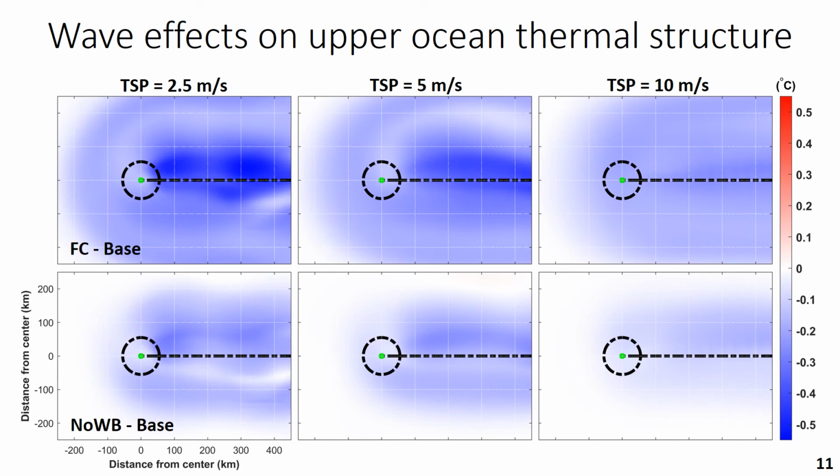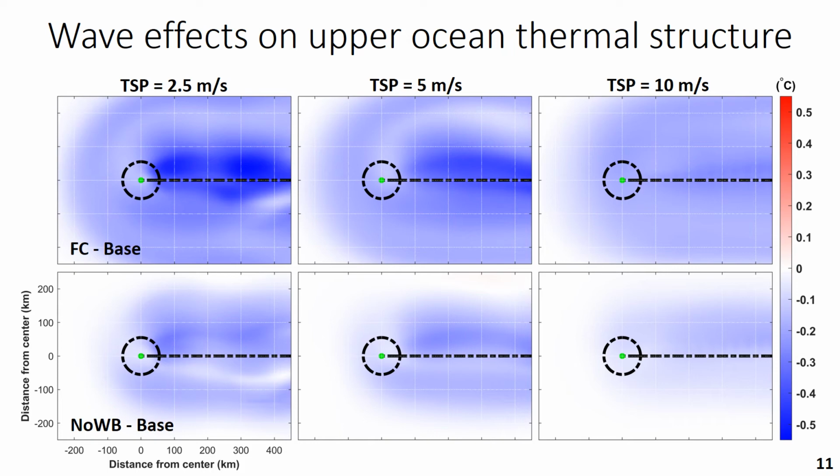Also, the wave effects change the sea surface temperature distribution. So here, the top three panels show the differences in the surface temperature between the fully coupled experiment and the base, and the bottom three panels for the no wave breaking experiment and the base experiment. And here, again, this dashed black line shows the storm track, the green dot, the storm center location after 72-hour simulation, and the black circle, the radius of maximum wind.